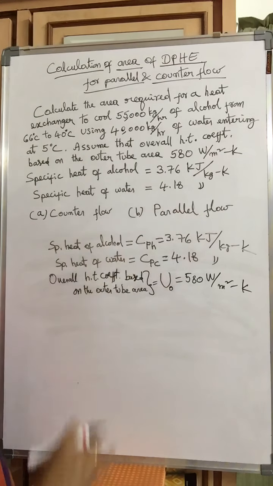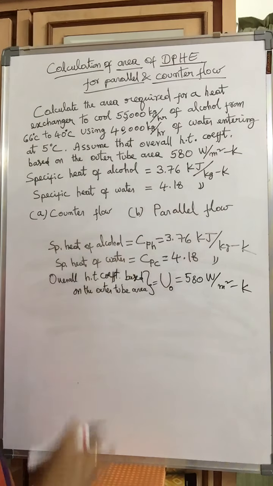Okay, parallel flow you have taken. Then first we will discuss how to plan out the solution. First you take parallel flow or counter flow, whatever it is. Then Q is equal to U naught A naught delta T ln. So you need to calculate what? A naught. So A naught equals Q by U naught into delta T ln.